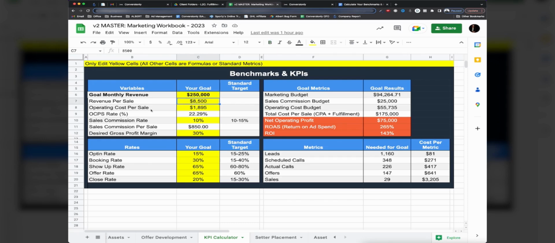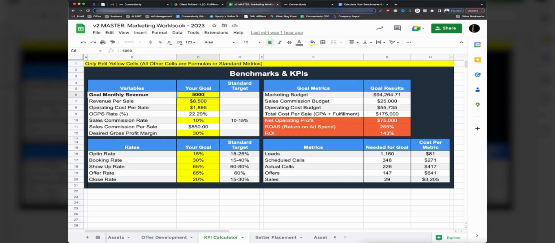From there, how much you make per sale, your operating cost per sale, your sales commission rate, your desired gross profit margin, and then these metrics you can measure or you can play with. However, we're going to keep these here, and then we can adjust them after the first month of ad management once we have a stronger booking and show up rate. And then typically towards the end of the program, you'll be able to optimize these. However, we're going to go through these real quick.